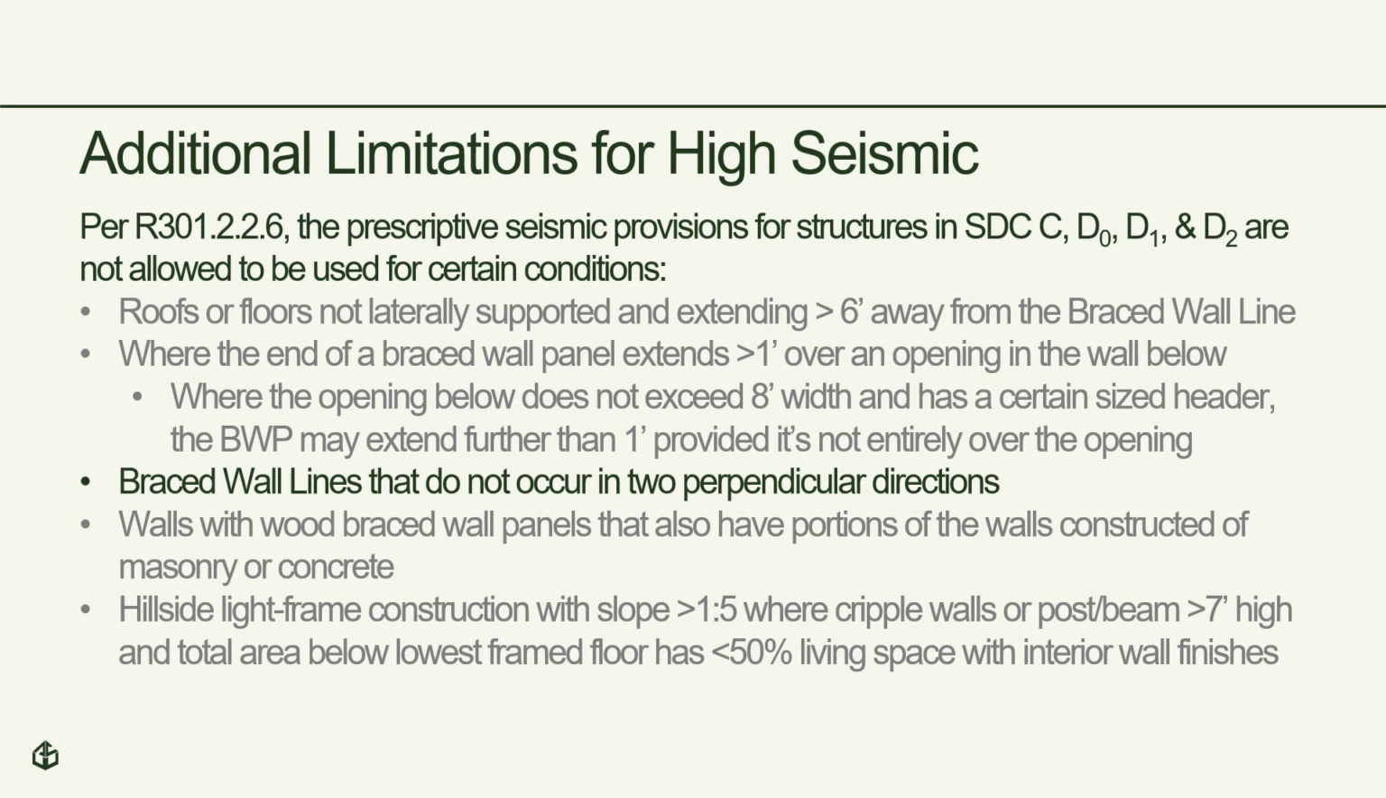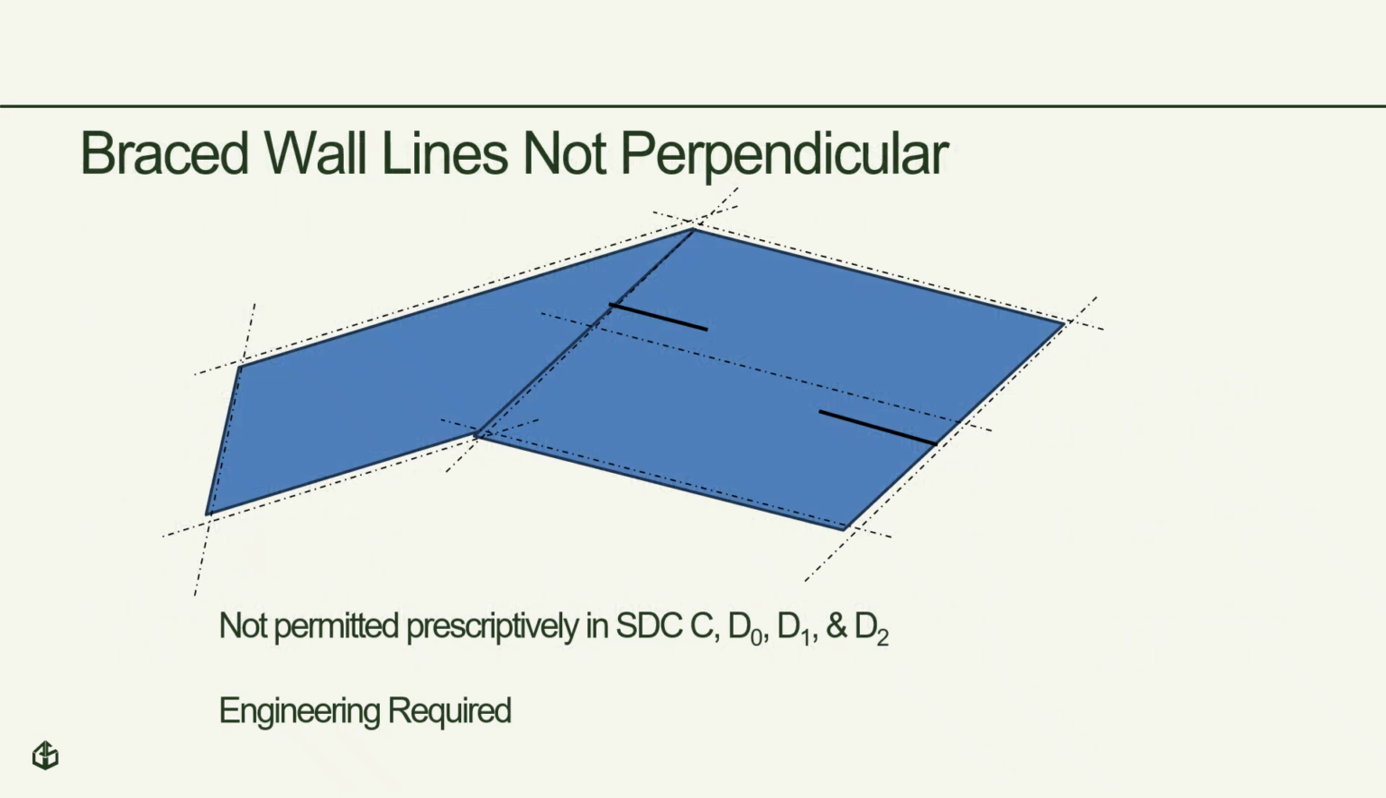The third additional limitation is where brace wall lines do not occur in two perpendicular directions. Here is a brace wall line layout where the brace wall lines are not perpendicular. The provisions of the IRC generally have all brace wall lines perpendicular to each other, with very little exception. In cases like this, engineering is required.